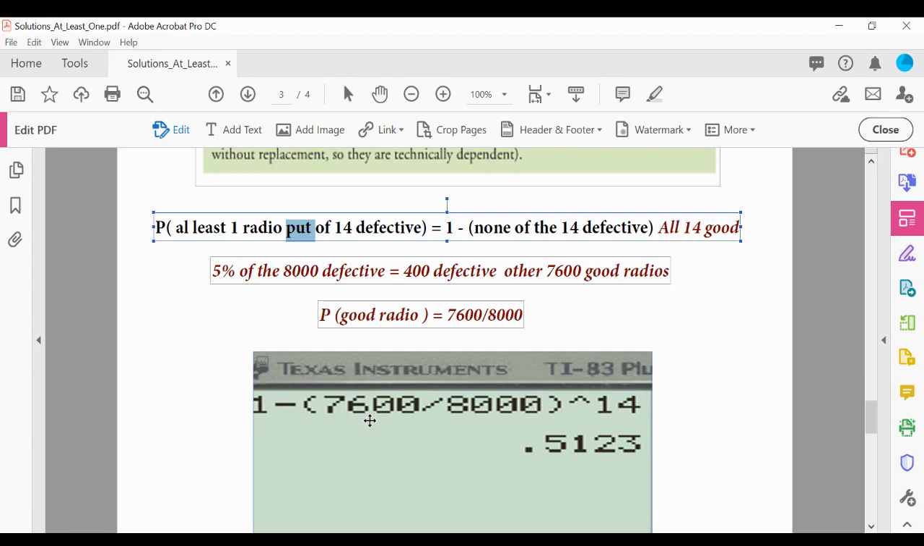So 1 minus 7,600 over 8,000 raised to the 14th power is 0.5123. I think in your practice it says 0.512.